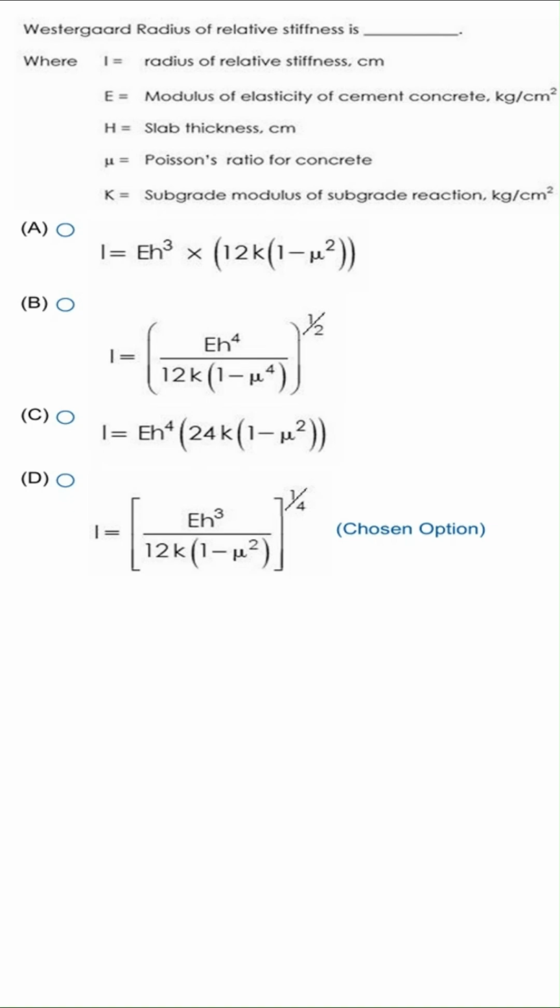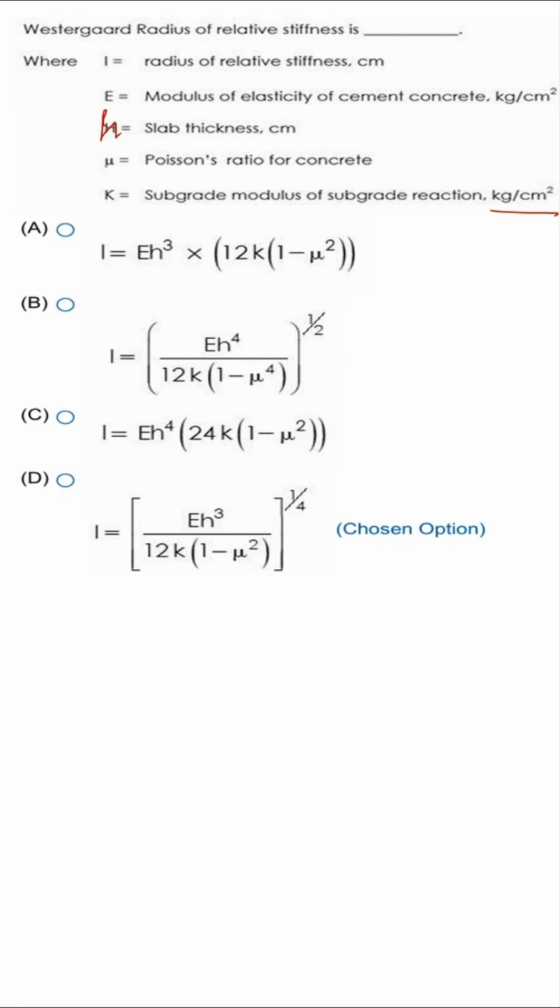Westergaard radius of relative stiffness is l = (Eh³/12k(1−μ²))^(1/4), where L is the radius of relative stiffness in centimeters, E is the modulus of elasticity of cement concrete in kilograms per centimeter squared, H is the slab thickness in centimeters, and μ is the Poisson's ratio of concrete, and K is the modulus of subgrade reaction in kilograms per centimeter squared. And these are our options.